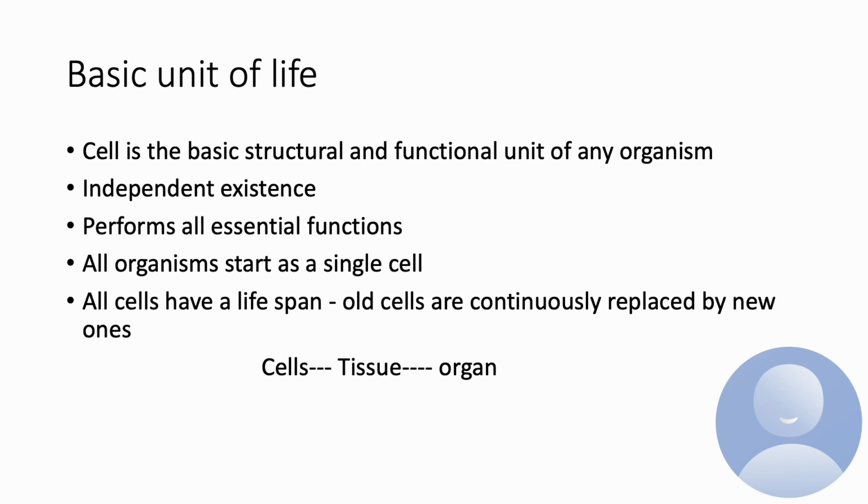The cell is the basic unit of life. Why is that? Because it is the basic structural and functional unit of any living organism. It has an independent existence. It performs all essential functions, and all organisms start with a single cell, and then it multiplies and becomes the organism. All cells have a lifespan. They die and they're replaced by new ones. Many cells form a tissue, many tissues form an organ.